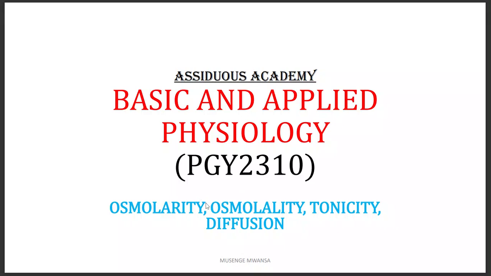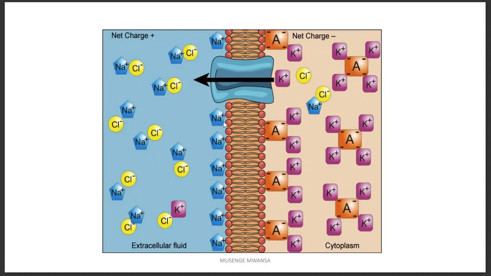Let's consider osmolarity, tonicity, and diffusion. We have the inside of the cell, ICF, and the outside of the cell, ECF. ECF can be divided into interstitial fluid and plasma fluid. Plasma is just the liquid in the blood. Interstitial is the liquid between cells.